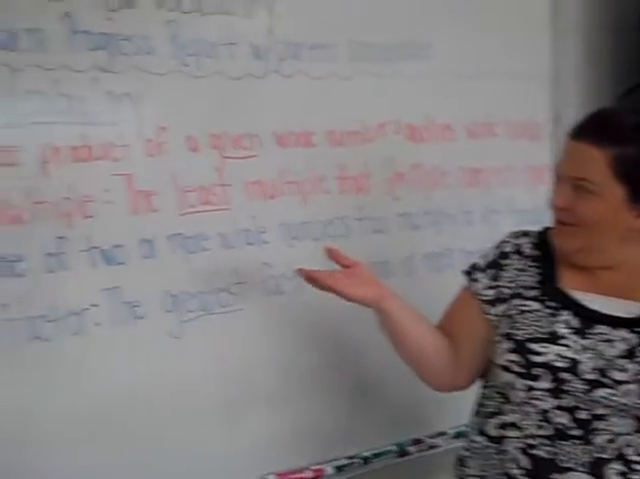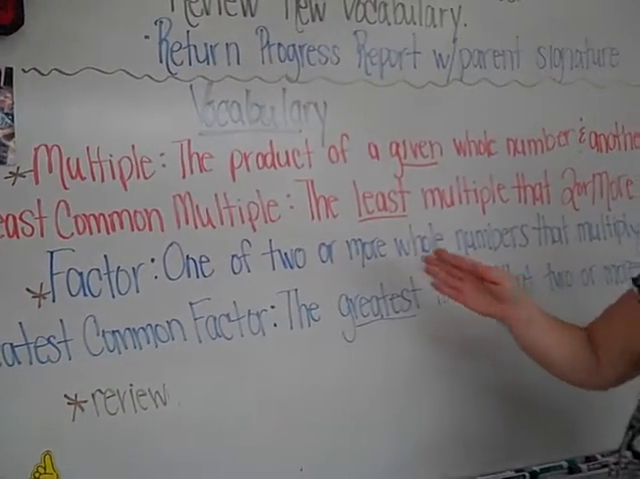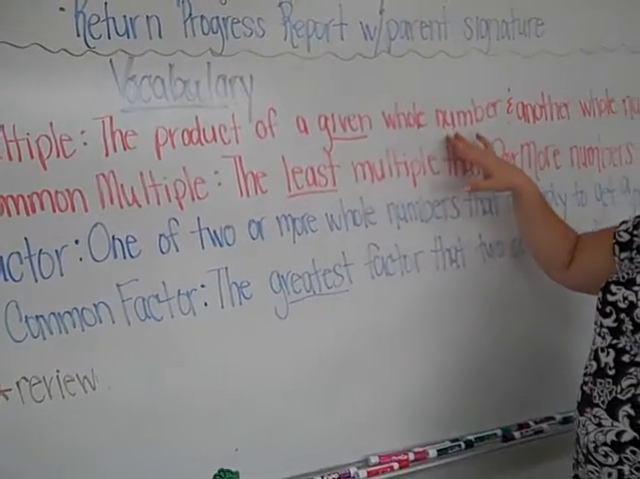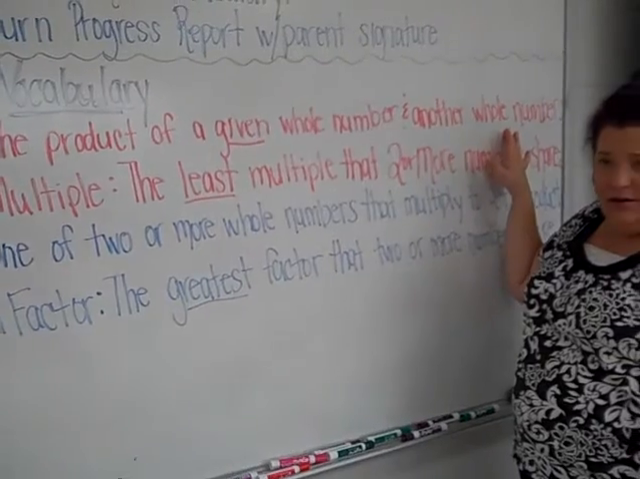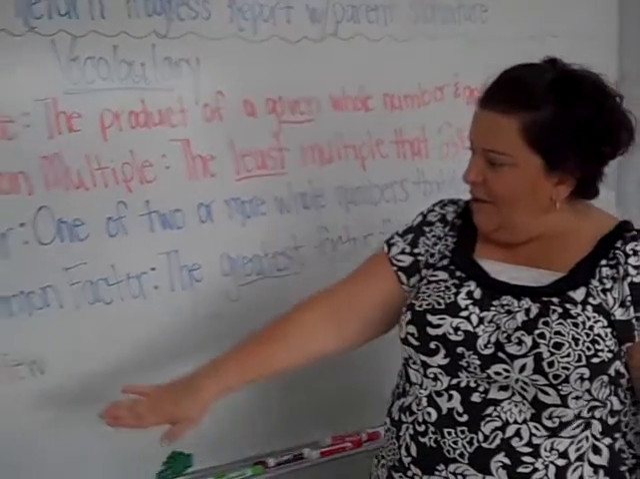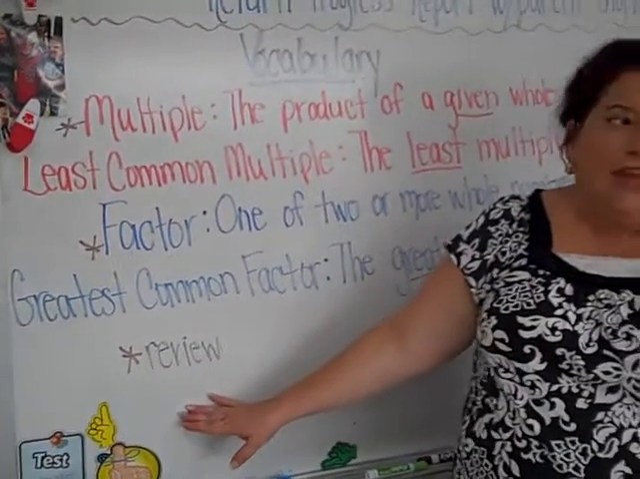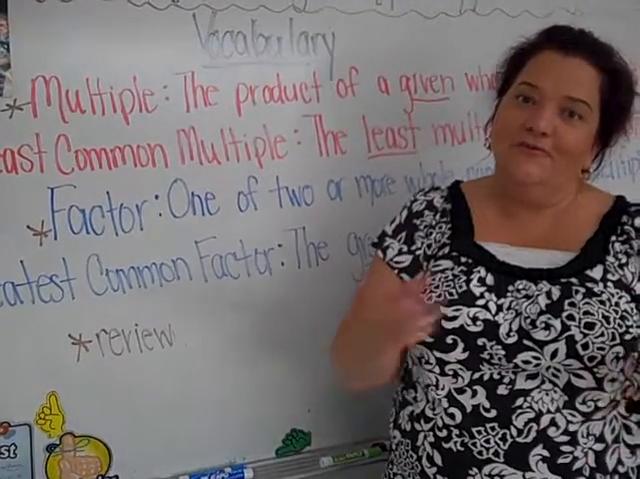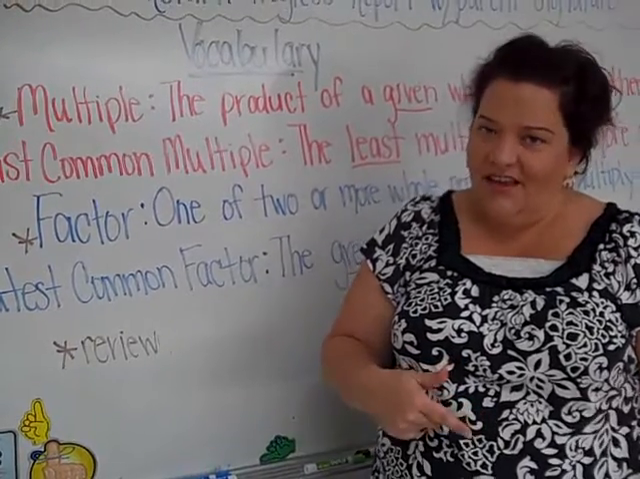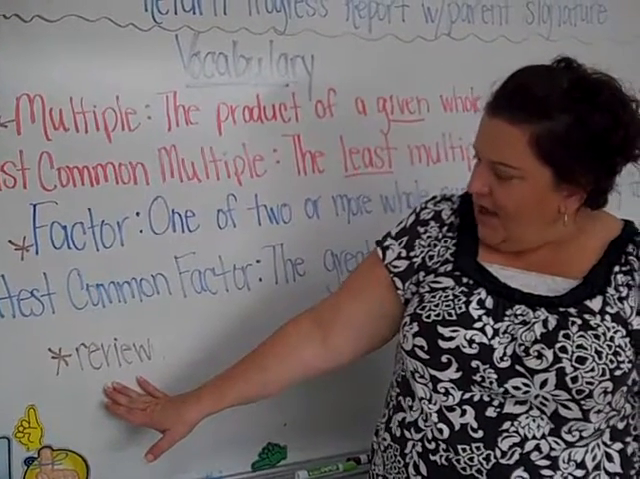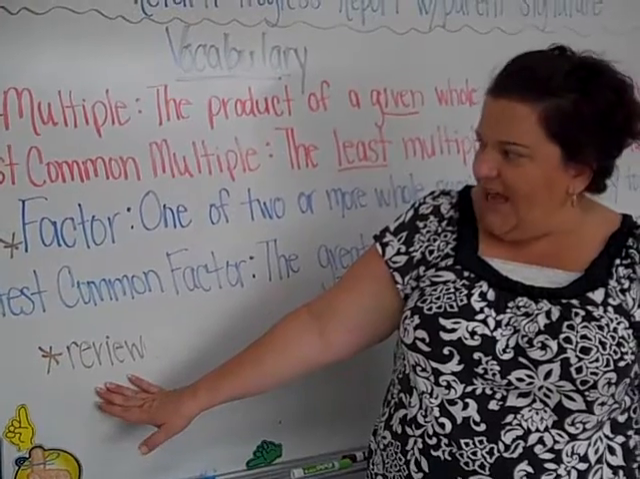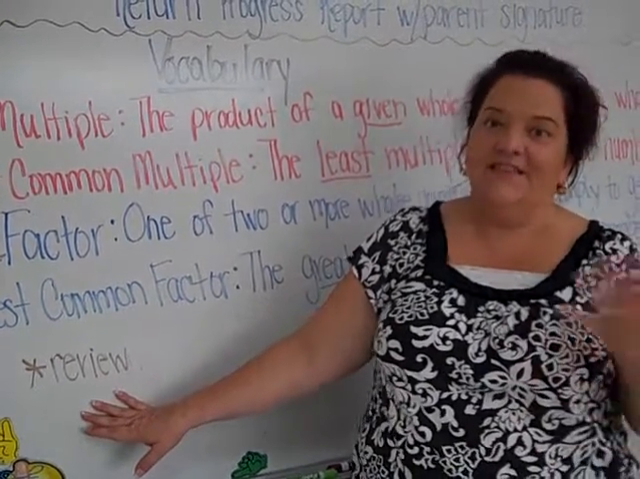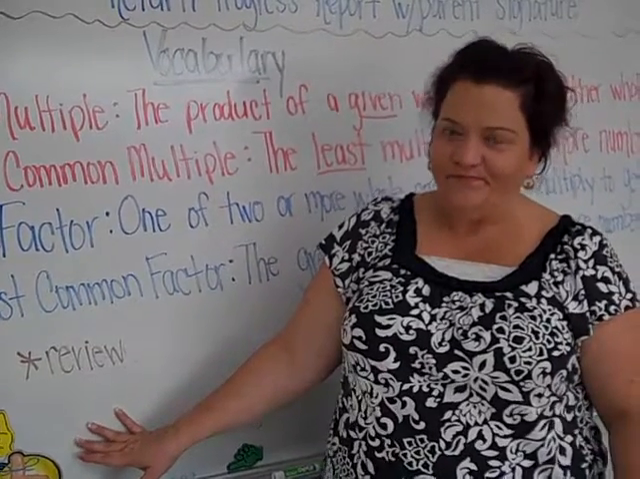So the first vocabulary word we're going to talk about today is multiple. And a multiple is the product of a given whole number and another whole number. And I marked multiple even though it is a review vocabulary word because we learned it in the previous unit. So you'll see down here the vocabulary words that have an asterisk next to them are just a review. Okay, but they still need to be included in your notes.